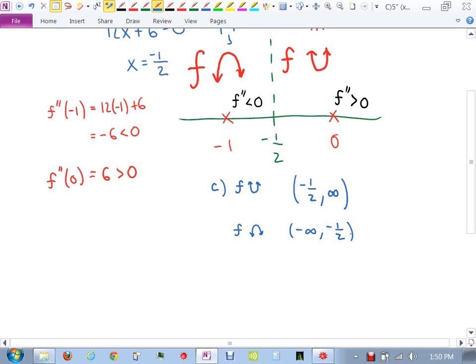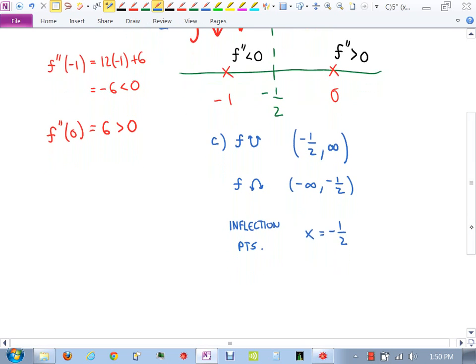Where are there inflection points? There's only one, right? X equals -1/2. Now, as we did before, I'd like to figure out what the function's value at -1/2 is. So go back and plug -1/2 into the original function. Original function, right?